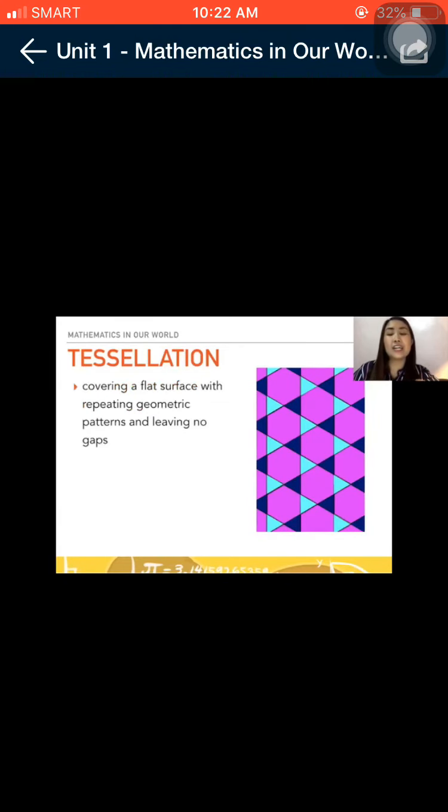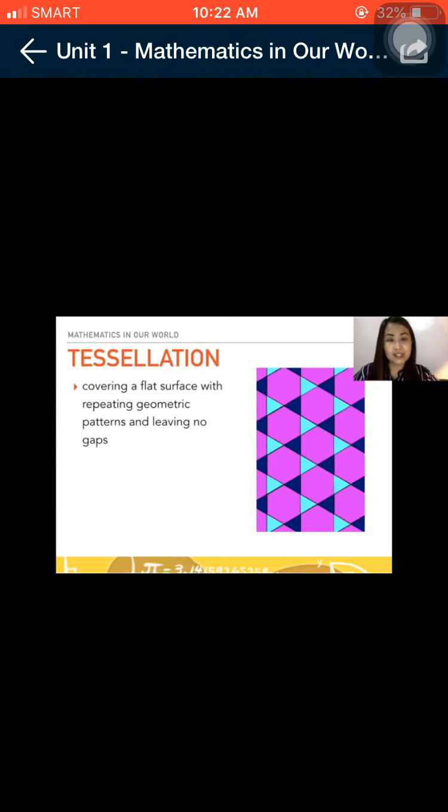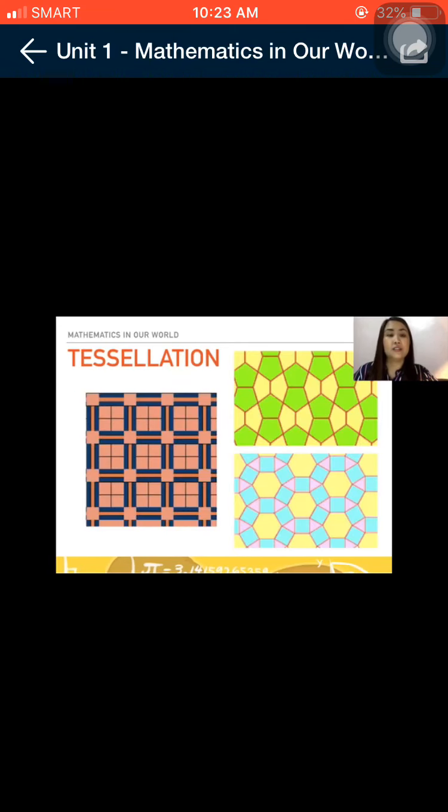A tessellation is covering a flat surface with repeating geometric patterns and leaving no gaps. Okay. Again, you cover a flat surface with repeating geometric patterns and you leave no gaps. You can use simple shapes to complex figures, as you can see. So in this first picture, we can see that the person used a hexagon and triangles to create the repeating pattern, and it covered the whole surface, and there are no gaps, so this is a tessellation.